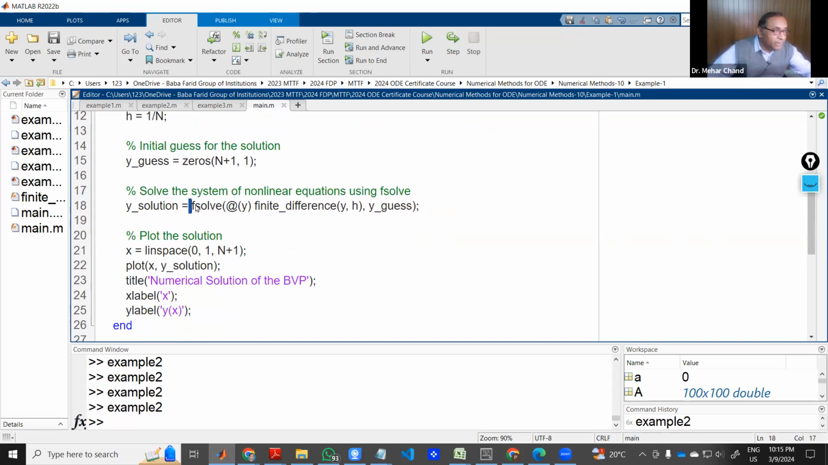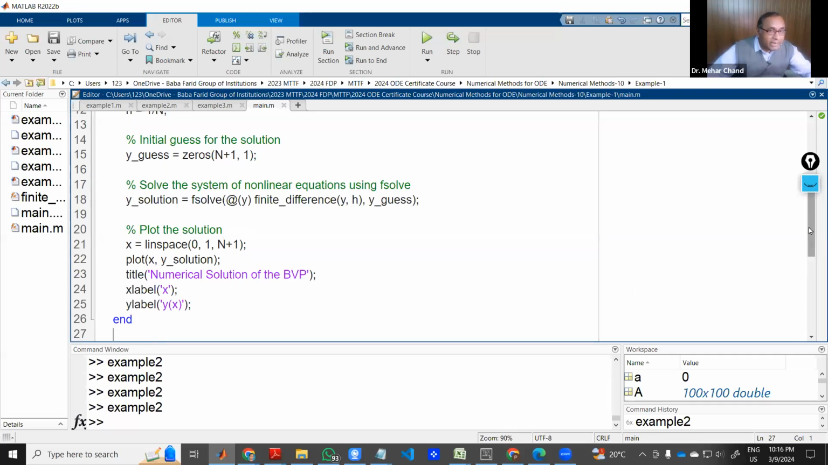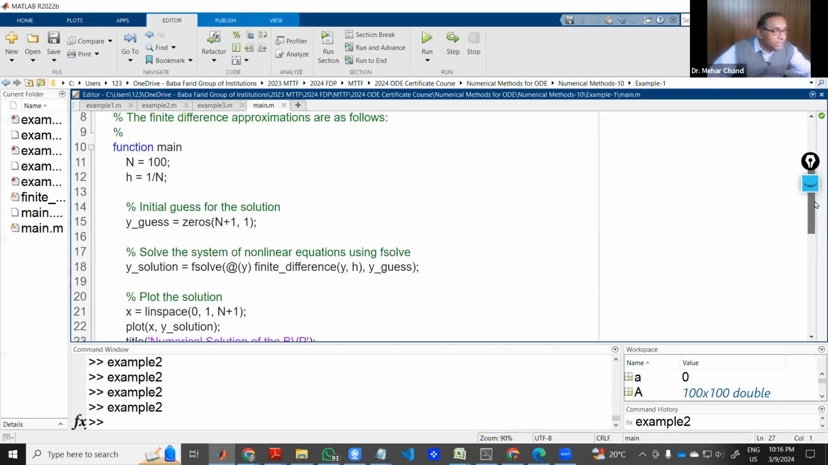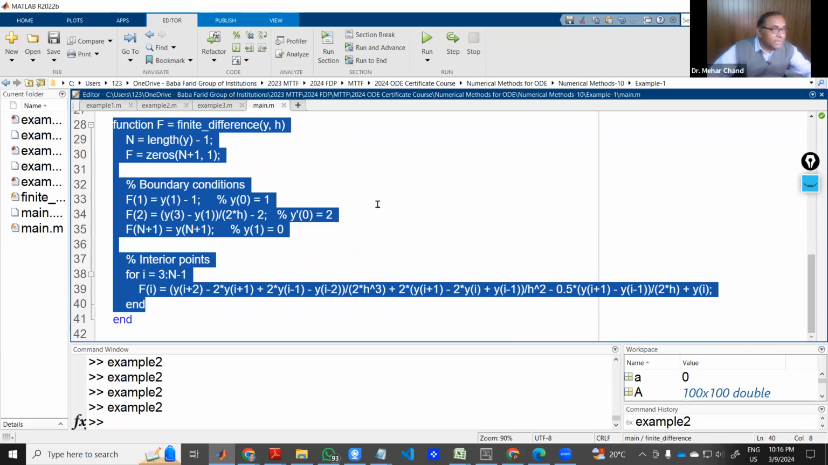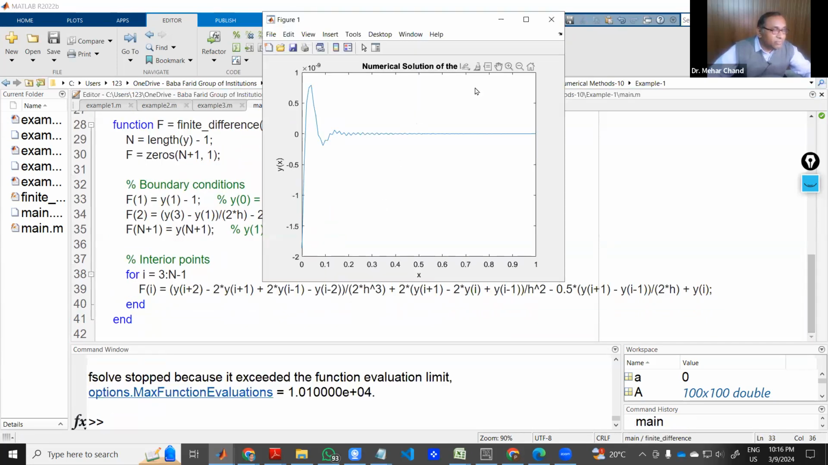We are using the fsolve function, and we want to solve for y. The meaning of this is we want to solve for y, and this is the finite difference function which we write below, and these are the initial values. Then these are the statements to plot the graph. So this main function will be at this place, and this is the function for finite difference which we established here. When you execute, we have this graph.